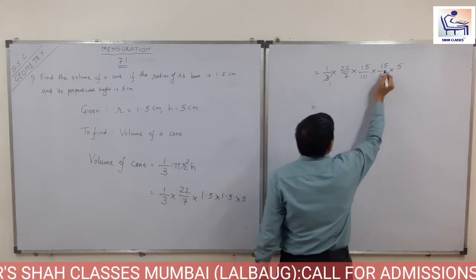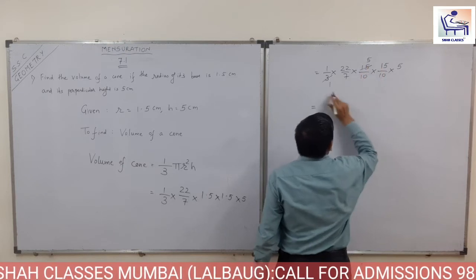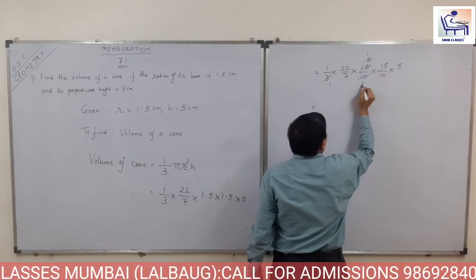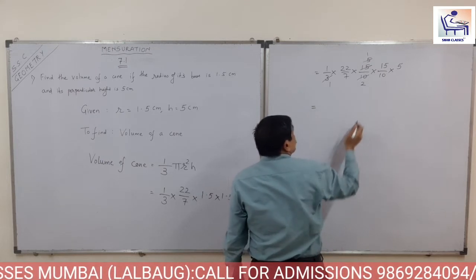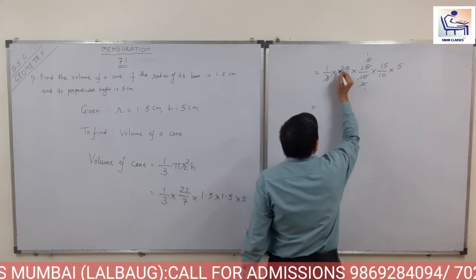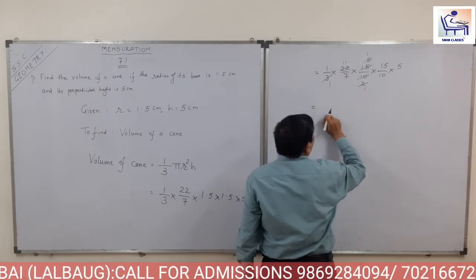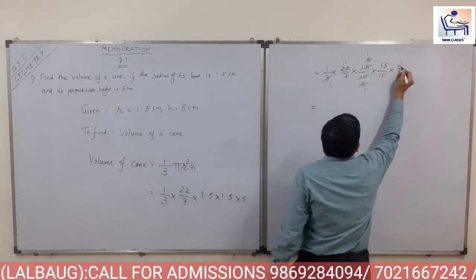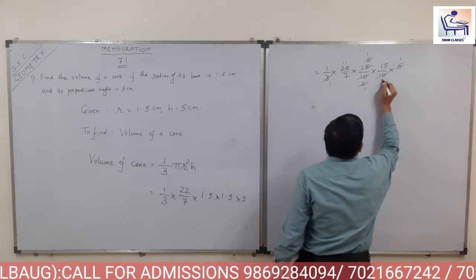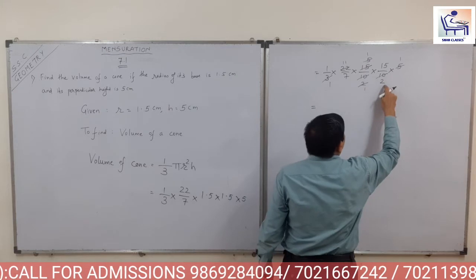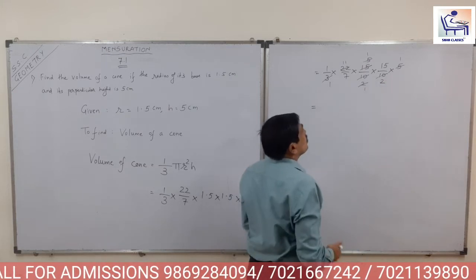So first 3 ones are 3, 3 5s are 15. 5 ones are 5, 5 2s are 10. Then 2 ones are 2, 2 11s are 22. Okay, here still some possibilities there, so we are dividing it. 5 ones are 5, 5 2s are 10. So these values we got.